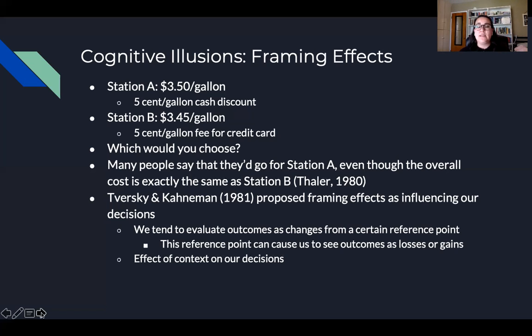Great. But in the case of station B, however, you might describe the situation to yourself as follows. Well, okay, they're charging $3.45, which is great, that's 5 cents less than station A. But if I want to use my card, then they're just going to jack the price up. I'm going to be charged more money. I'm going to lose a nickel a gallon that way. I'll just actually go to station A.